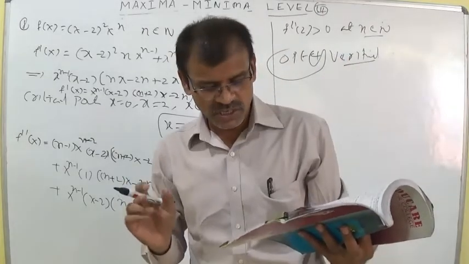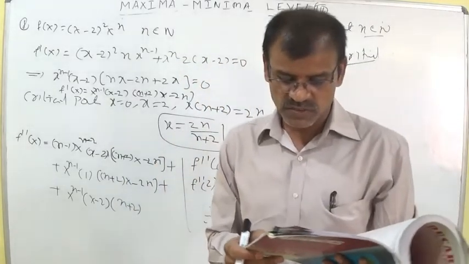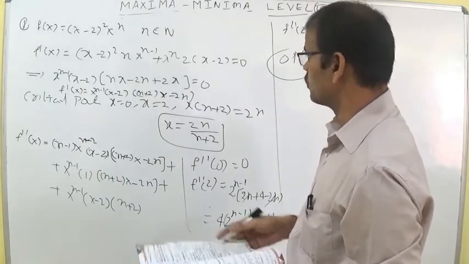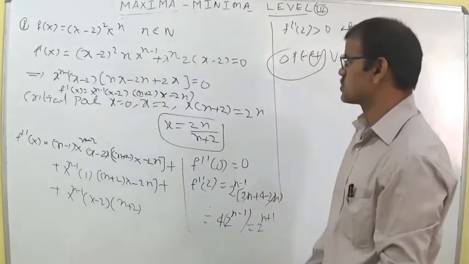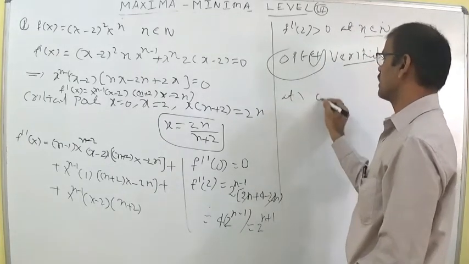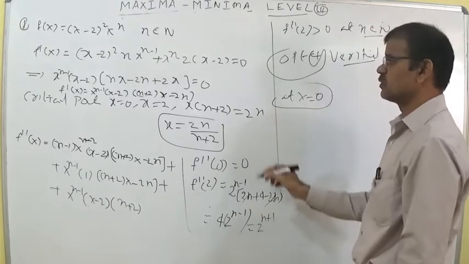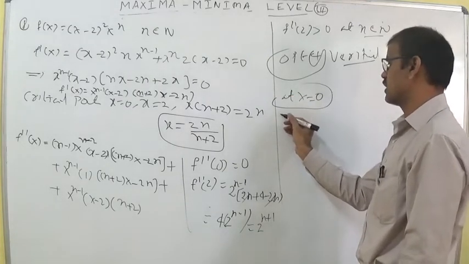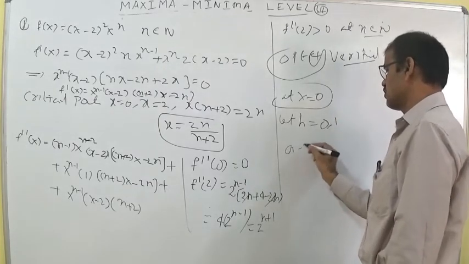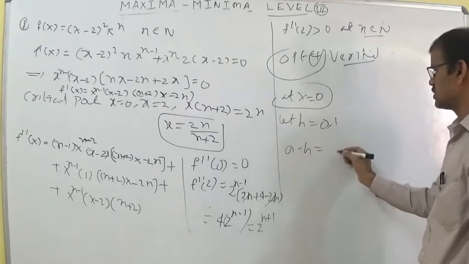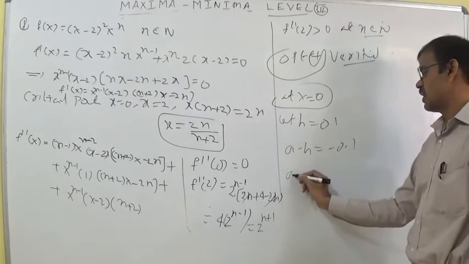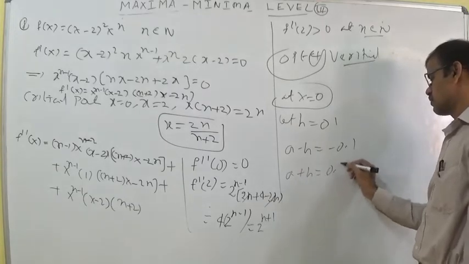Sir, if we need minimum at x equal to 0, if n is even, x equal to 0, you can calculate using the first derivative test. For the first derivative test at x equal to 0, I am giving a hint, you do it as homework. Let h be equal to 0.1. Then a minus h is 0 minus 0.1, that is minus 0.1, and a plus h is 0.1.